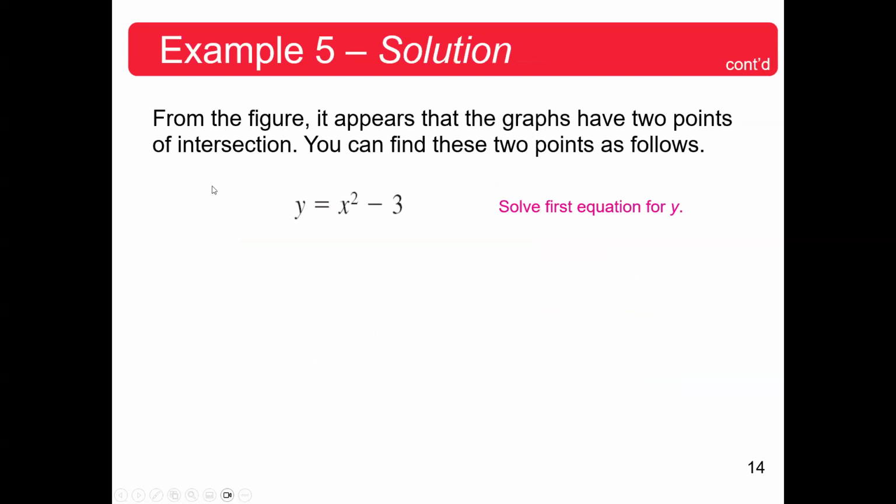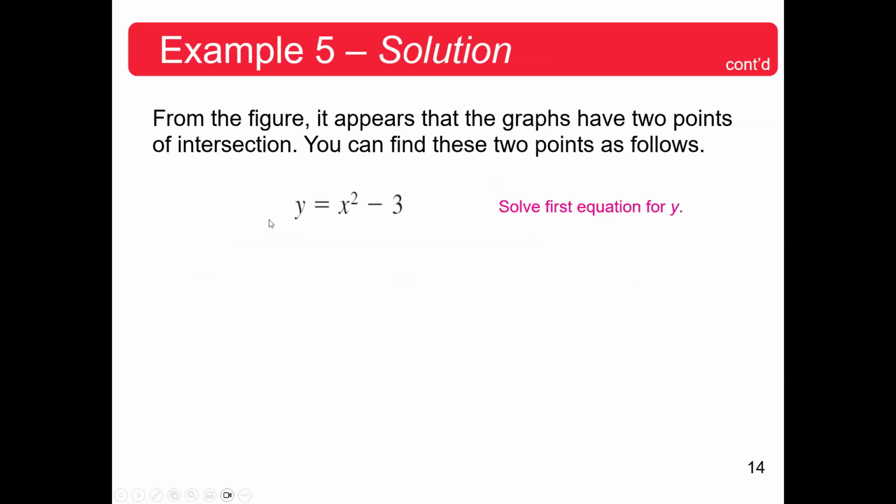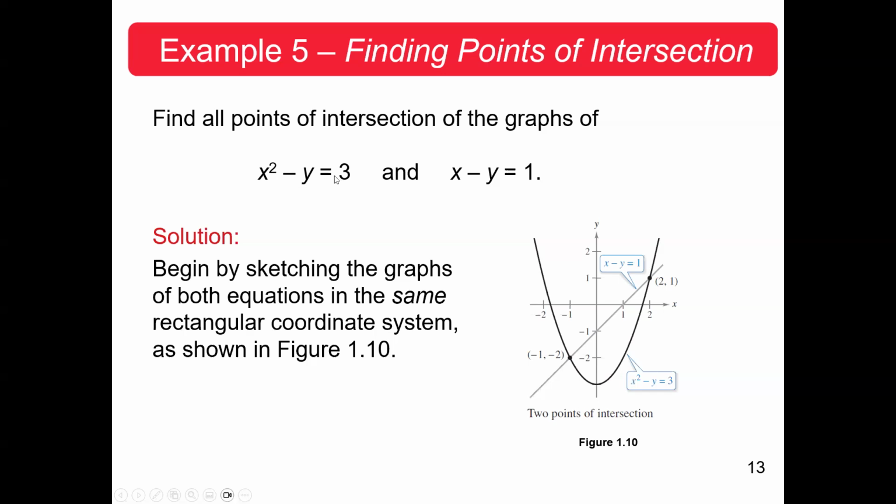So here we say from the figure, it appears that the graphs have 2 points of intersection. And you can find these 2 points as follows. The first equation is converted to y equal to x squared minus 3 by solving for y. x squared minus y equal to 3. So minus y will give us 3 minus x squared, and y will give us, again, x squared minus 3.